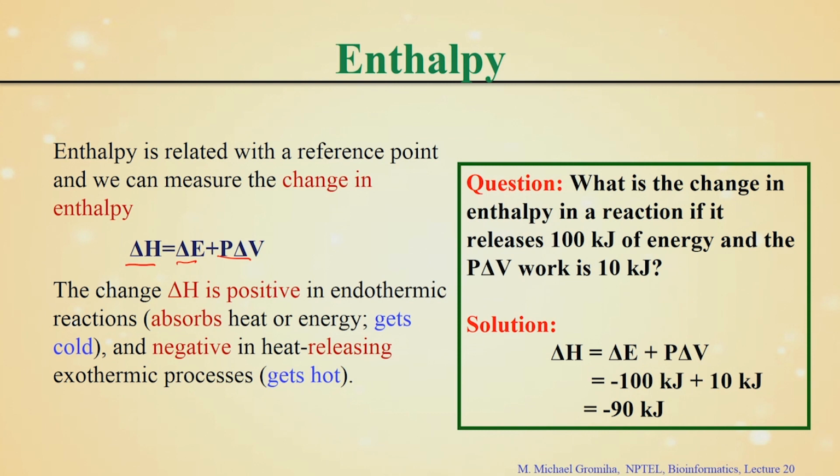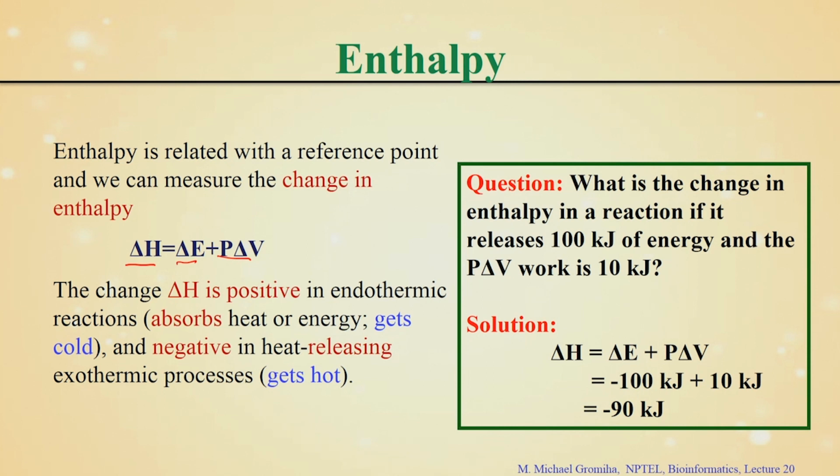If delta H is positive, then what does it mean? It is an endothermic reaction, it absorbs heat, and because of this absorption of heat the environment gets cold. If it is negative, there is a heat releasing process, this is an exothermic process, and in this case the environment gets hot.